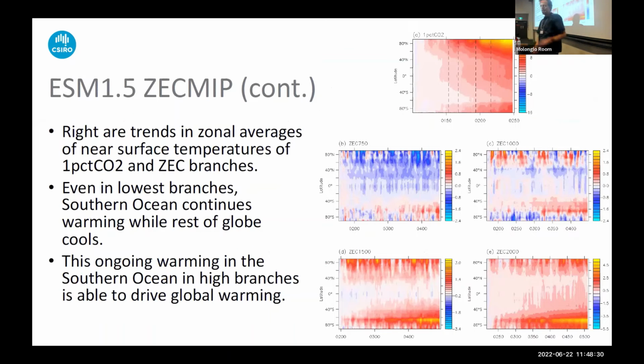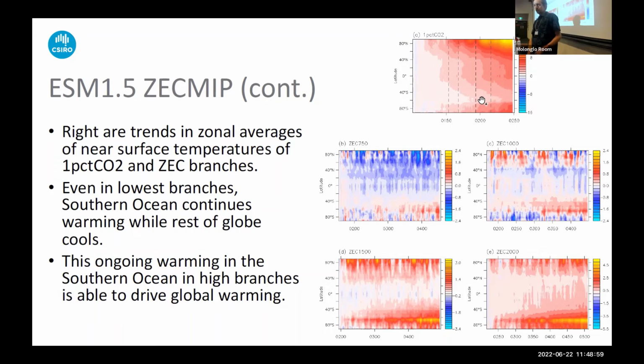Following this up, here I show some anomalies, zonal surface average temperatures and how those temperatures change within each experiment. The 1% CO2 is the top experiment, and these changes are all with respect to the start of the experiment. So it's from the control experiment for the 1% CO2, and for the ZEC branches that I've selected here, it's from the start of that branch.